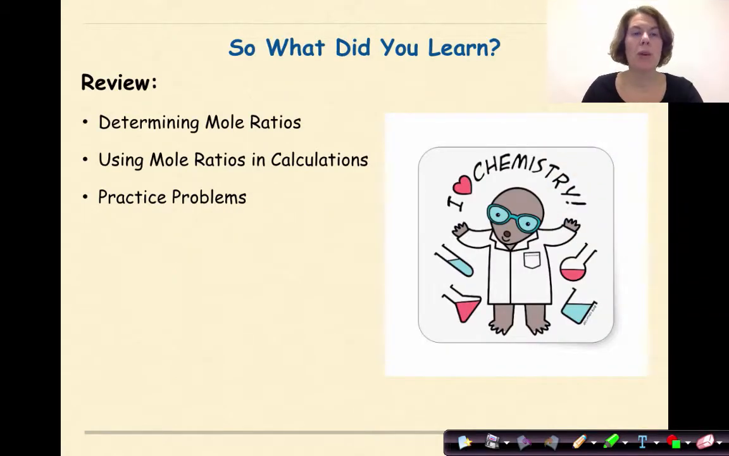So what did you learn? We talked about determining mole ratios based on a balanced equation. We talked about using mole ratios in calculations, and then finally some practice problems at the end.